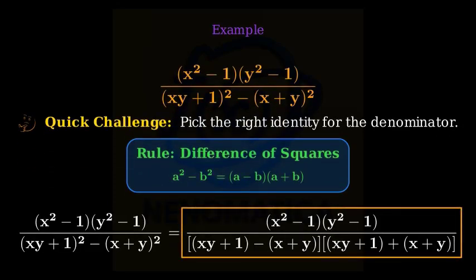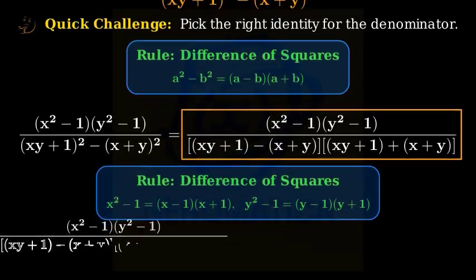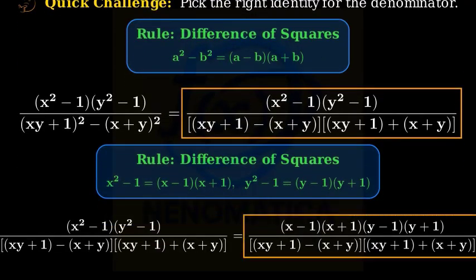Each part is a difference of squares: x squared minus 1 equals x minus 1 times x plus 1, and y squared minus 1 equals y minus 1 times y plus 1. Now apply it and highlight the change in the numerator. Step 3. Recognize each bracket in the denominator as a product of two binomials.